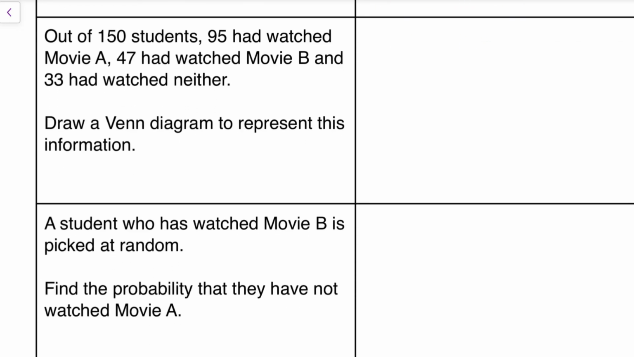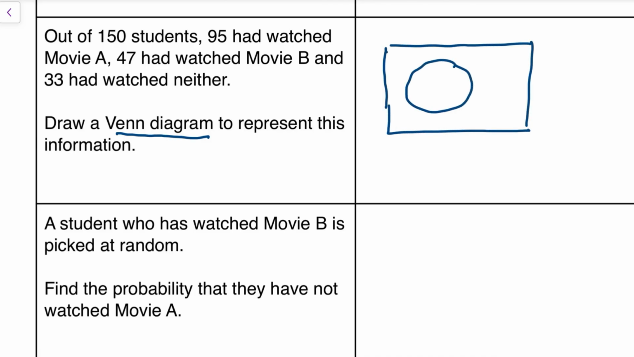Next question. Out of 150 students, 95 have watched movie A, 47 have watched movie B, and 33 have watched neither. Now, without reading the rest of the question, I can see it says Venn diagram down here already, but how do I know this is a Venn diagram? And the reason I know it's a Venn diagram is because 95 plus 47 plus 33 is more than 150. So I must have some people that have done both. So I'm always going to start by thinking how many have done both.